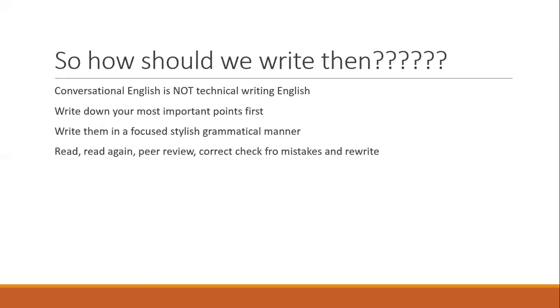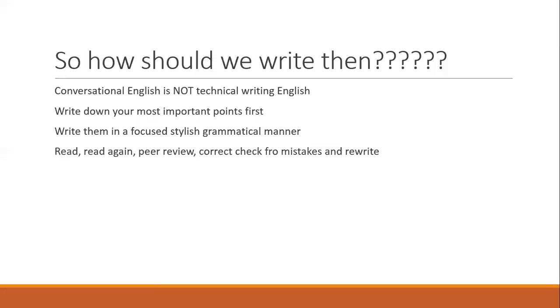Journals have word restrictions. Journals have volume restrictions. So you cannot keep on writing in 5,000 words what can be written in 3,000 words. If you take 5,000 words, the journal will reject your article, however important your article may be. So how do we write? You must write down your most important points first. What are the things you want to convey? Then write them in a focused, stylish, grammatical manner.